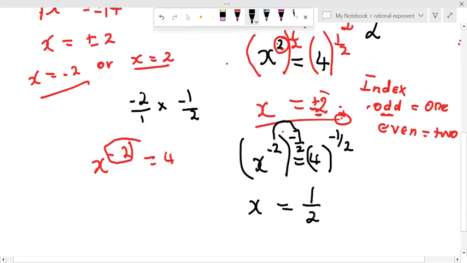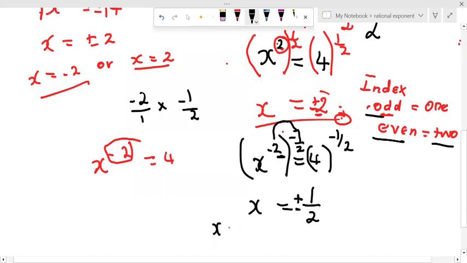I'm not trying to complicate it here. I have my answer, but I'm not done because my index can be either odd or even. So let me check here. Is 2 an odd number or an even number? If it's even, how many solutions do I have? If it's odd, how many solutions do I have? Since it's even, what am I going to write here? I'm going to say I have plus and minus.